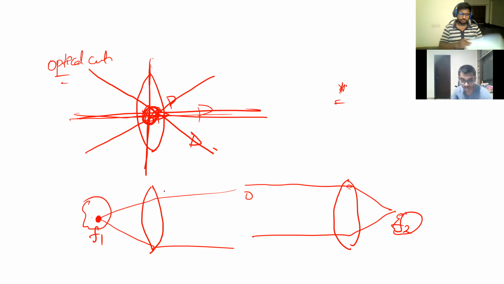Shall I go ahead? Then comes the aperture.